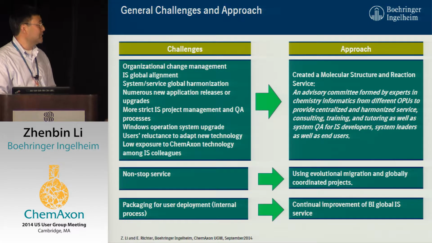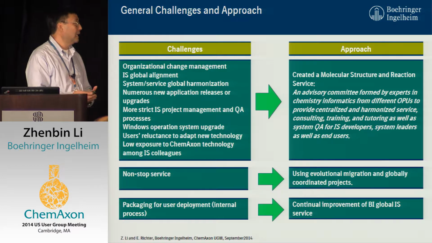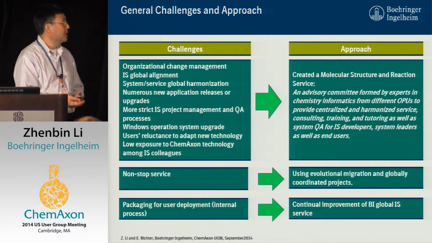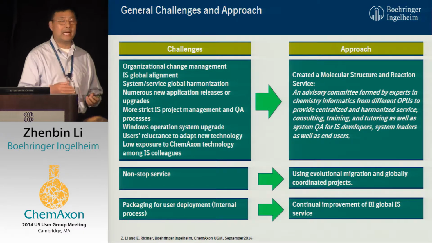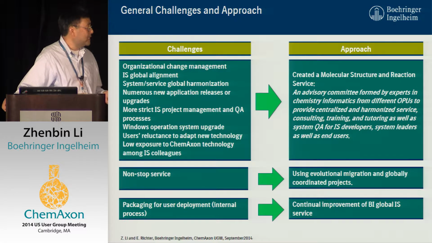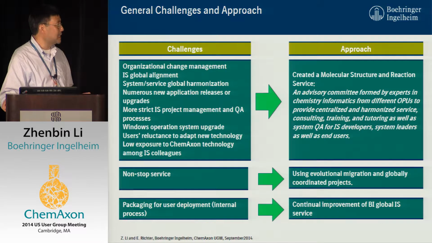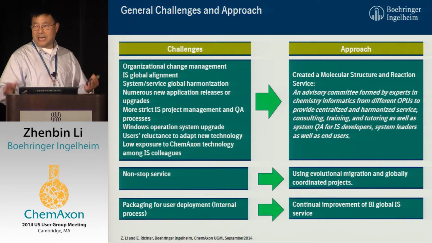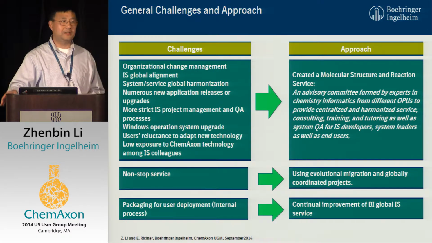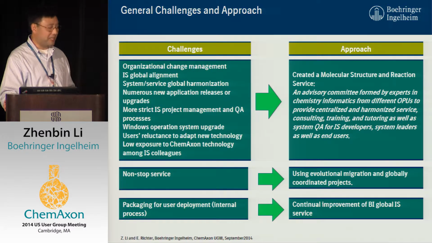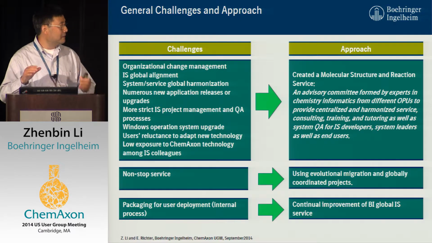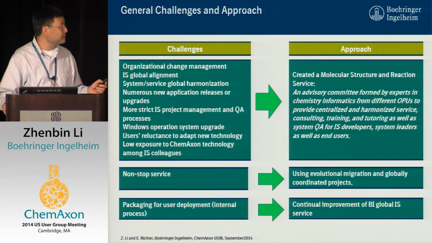Of course, the other challenge is we cannot stop a service because we have to run 24 hours. That also forces us to take the evolutional migration plan. One of the challenges we still have is the packaging issue. As you know, Java versions change, and ChemAxon comes with different Java versions, and that packaging issue is still improving, and we don't know yet because we are still working on that, I would say.